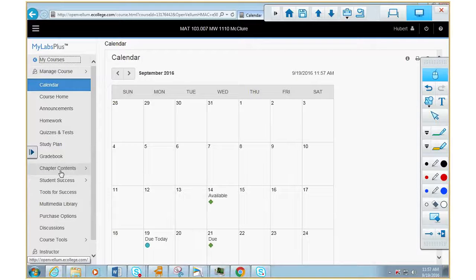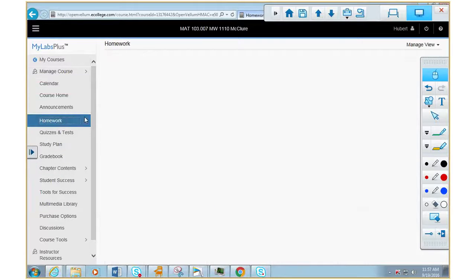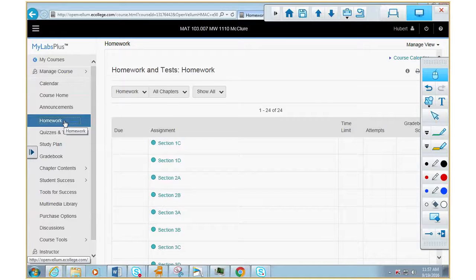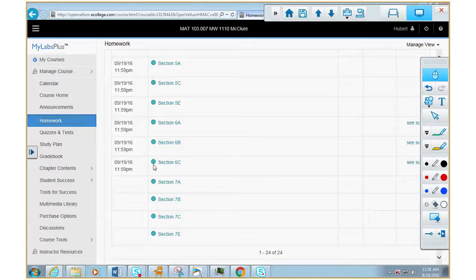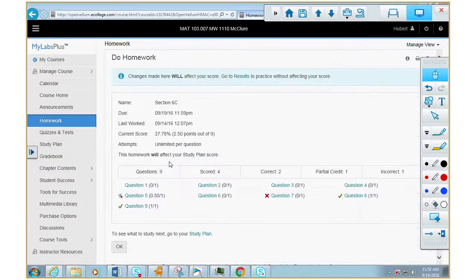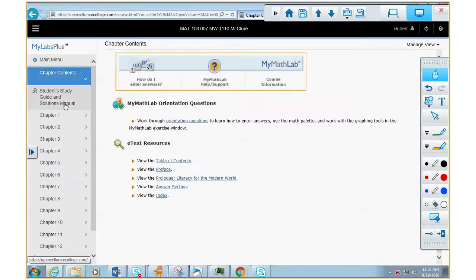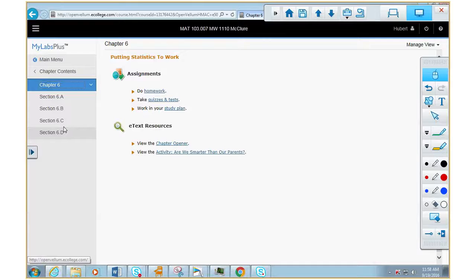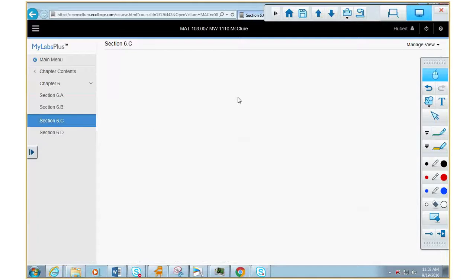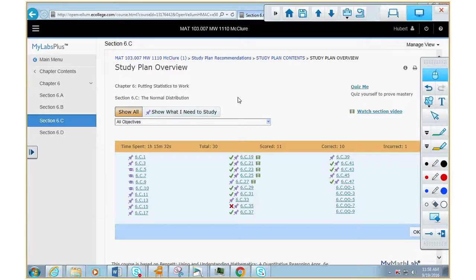I suck because I didn't show y'all how to do that. I didn't see any problems that we went over that had that in there. But I went back to my homework, and there are no problems like that in my homework. So they didn't put it in there, whoever's in charge of this class. So I'm going to go to chapter contents, section 6C, and now you'll see 41. That's why I do problems out of the study plan, because some of these teachers don't put enough problems in there.